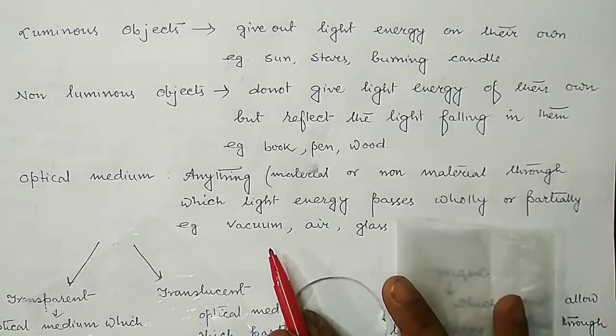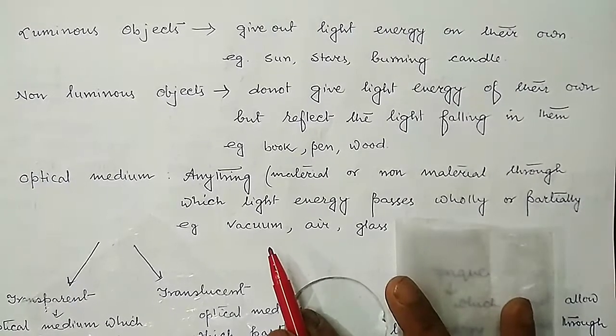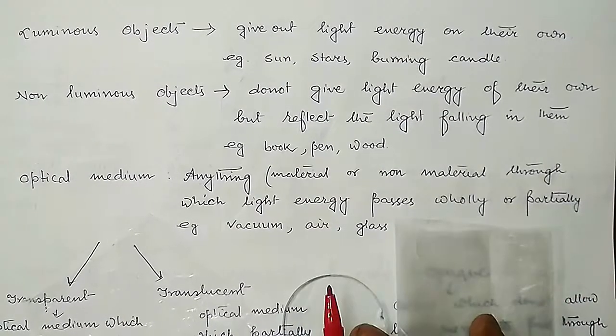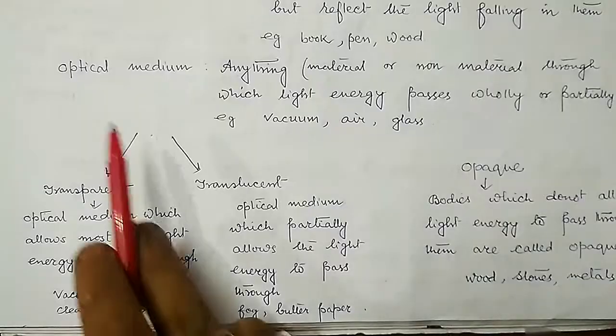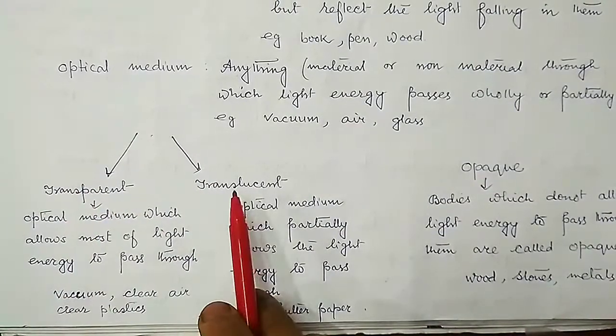In vacuum, no particles are present. That means it is not a material, but still through vacuum light can pass. So vacuum, air, glass, transparent sheets, all these are optical medium. These optical mediums can be of 2 types. One is called transparent, and another is called translucent.